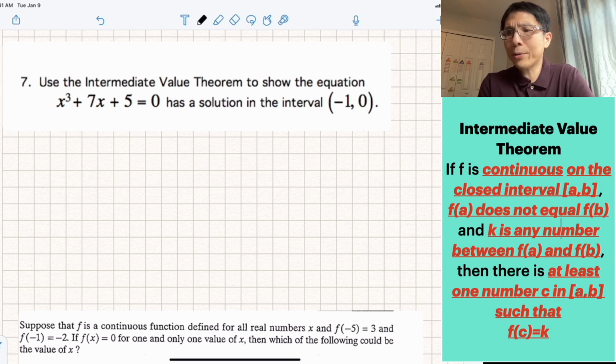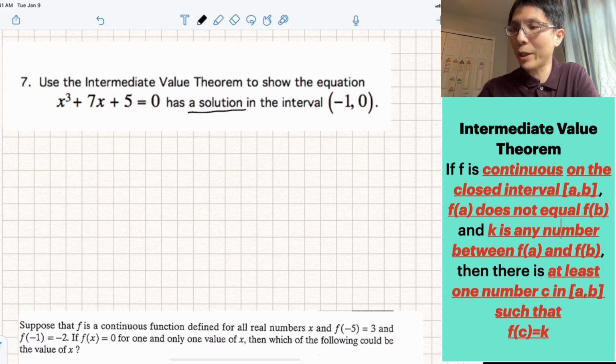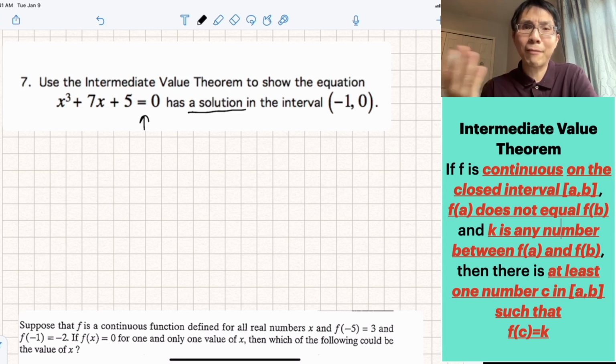Now, this question says, use the intermediate value theorem to show the equation x cubed plus 7x plus 5 is equal to 0 has a solution in the interval between -1 and 0. So we're going to highlight this. What does it mean to have a solution? What is a solution in math? A solution in math means it can equal 0, because that's what it's saying. This is equal to 0, so there must be an x that makes it equal to 0.